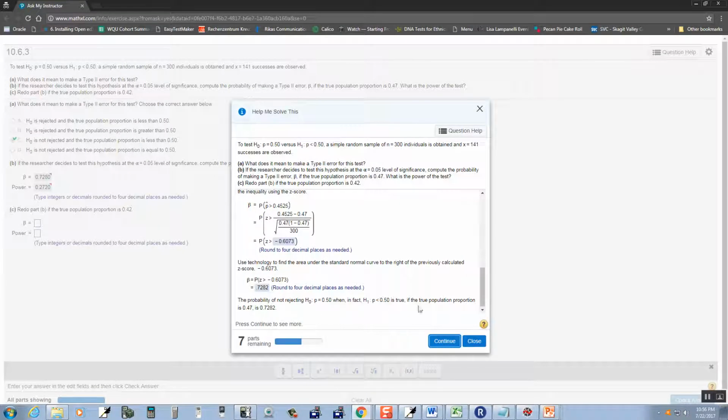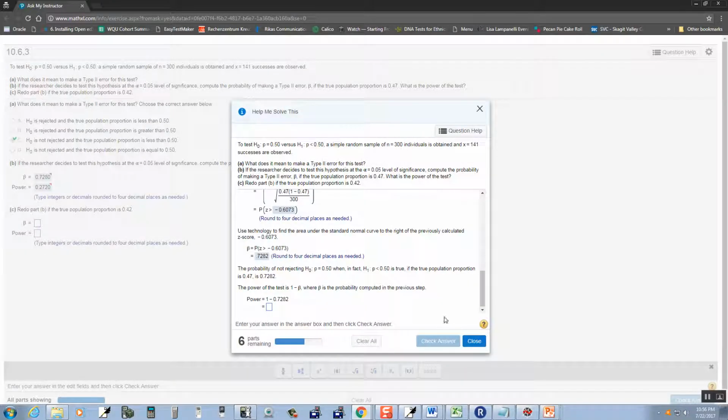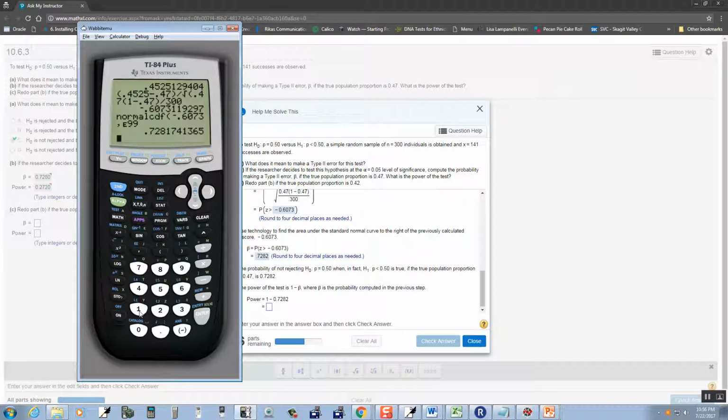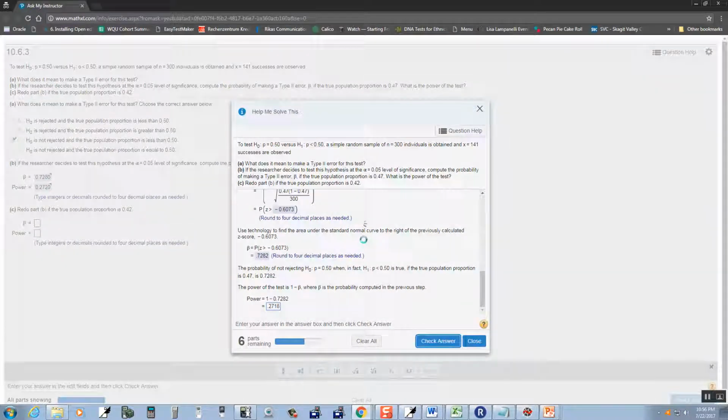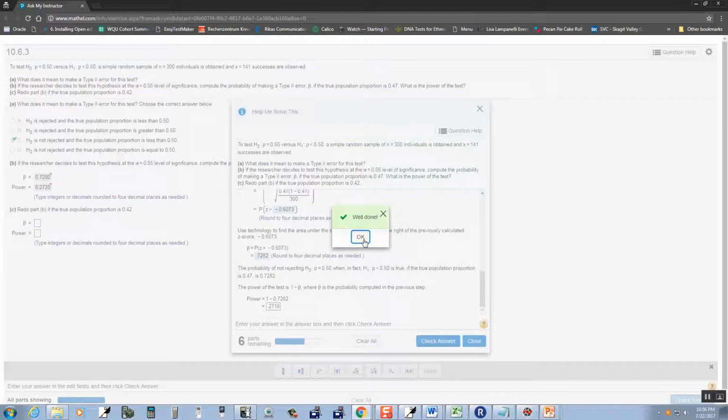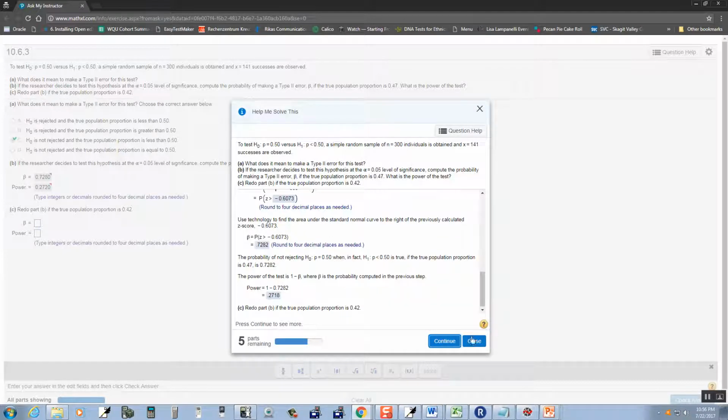Then we do 1 minus that for the power of the test. So 1 minus 0.7282 is 0.2718. And that's how you do that problem.